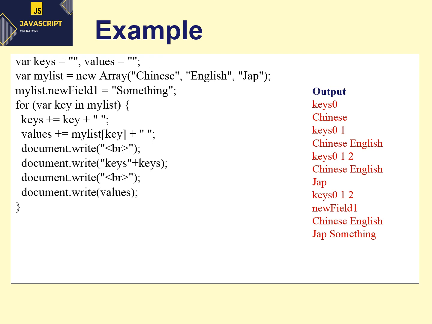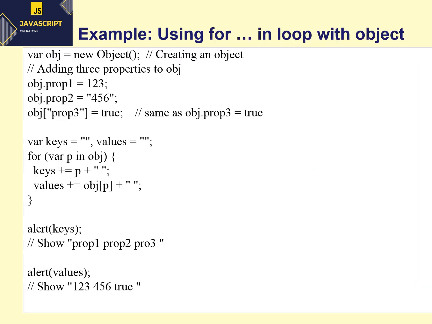Hope you understood this example. Now move on to the next example. This particular example is the demonstration of for loop with object. So move on to the statements.